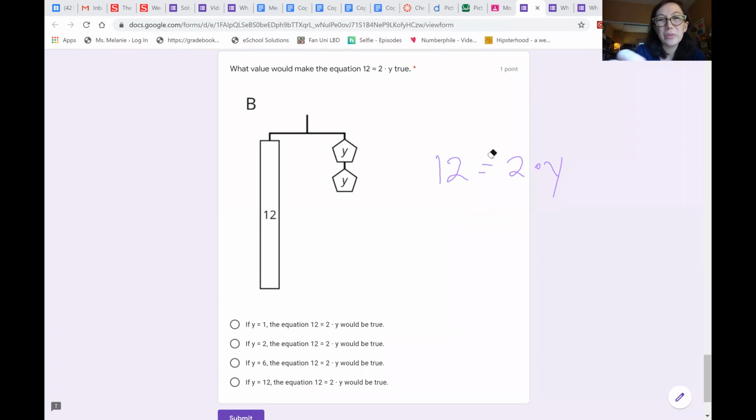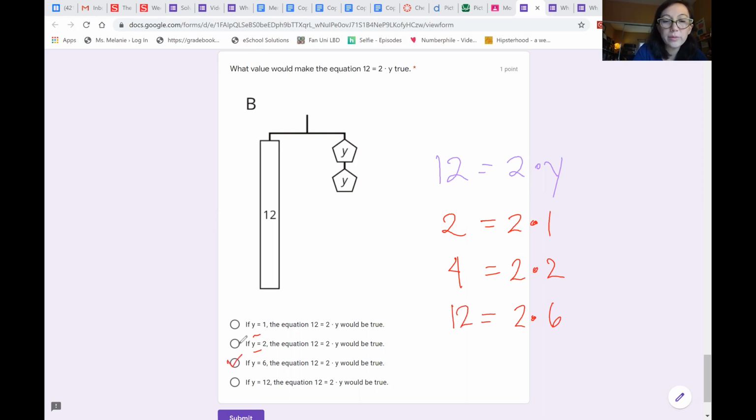Sorry, we so often write left to right. But in math, you don't have to. You can kind of write it how you want. 2 times 1 is 2. It's not that one. What if y equals 2? 2 times 2 is 4. It's not that one. All right, 2 times 6 is 12. So it is that one. And then they had 2 times 12, which equals 24. It's not that one. Okay, so there's that option.